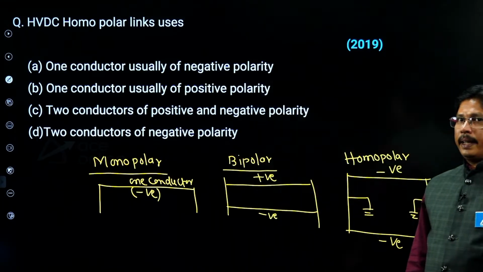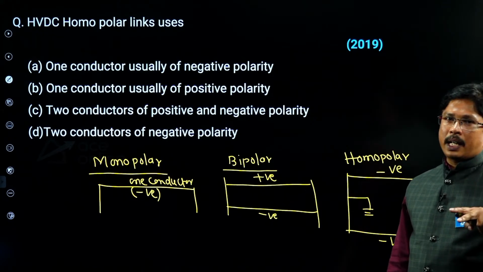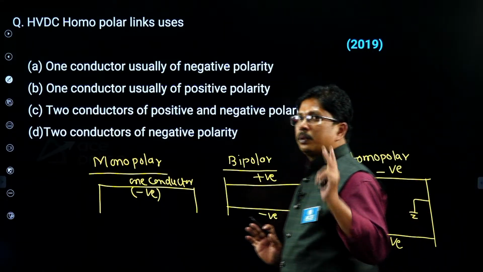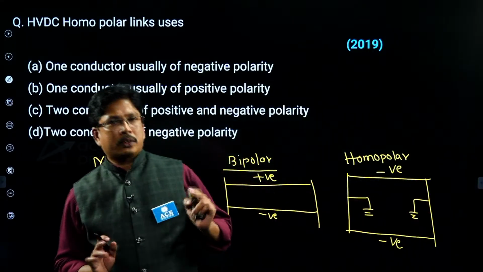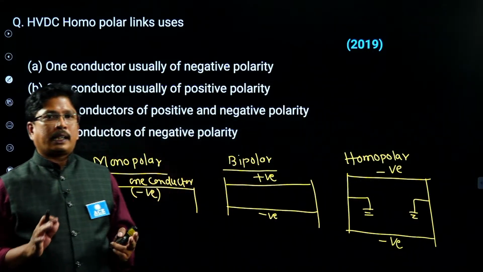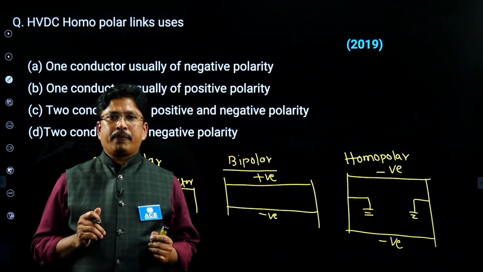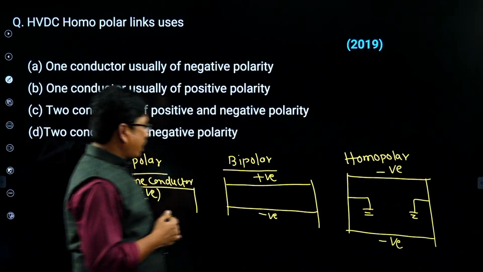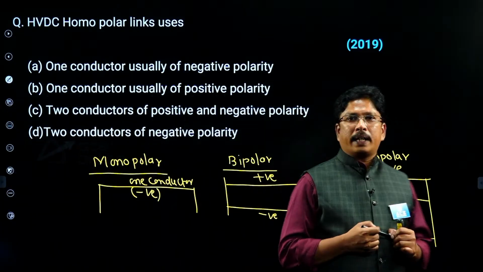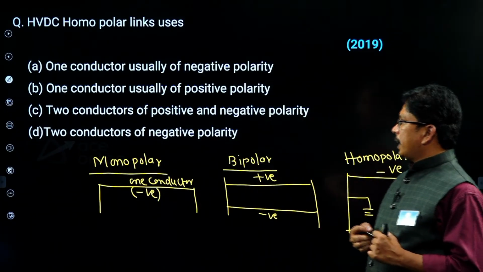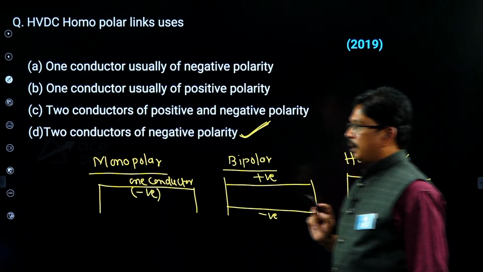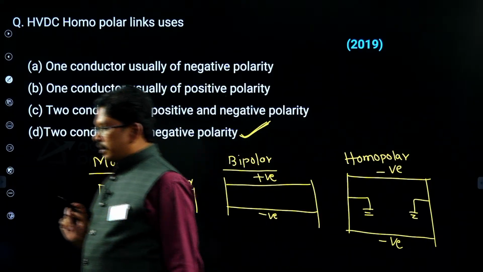So two conductors of same polarity, which polarity can we take? Negative polarity to reduce corona. Negative polarity conductors will have less corona phenomenon, right, compared to that of the positive polarity conductors. So what should be the answer now? They are using two conductors of negative polarity. Right, students?